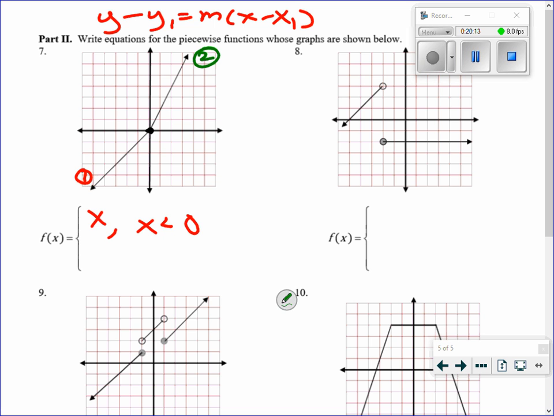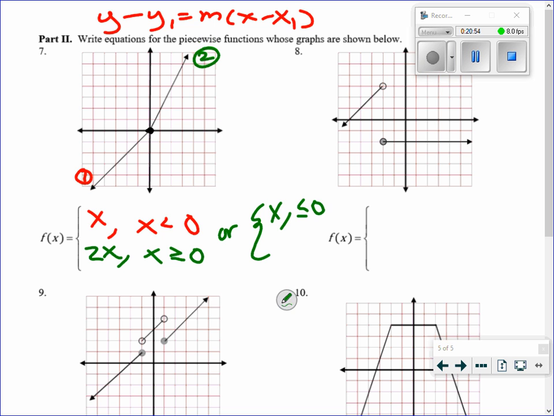So our second piece, what's the equation for that line? Y equals, what was it, Joanne? 2x, thank you. So y equals 2x, and it's where x is what? Yes, I have to use a greater than or equal to here because it's a closed circle. If I didn't use it in the first one, then I have to use it in the second one, or I could have used it in both.